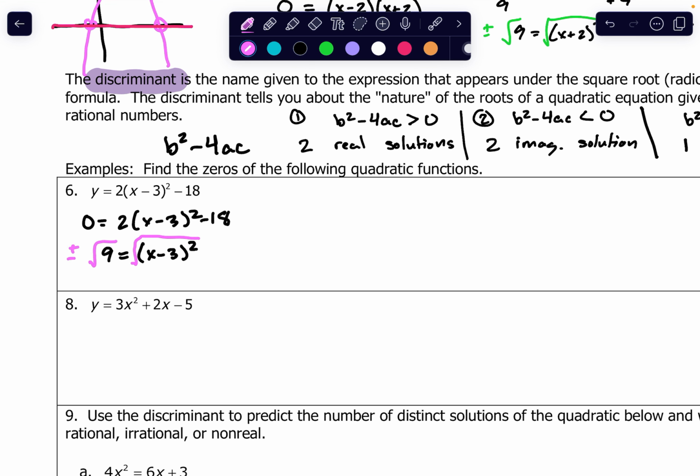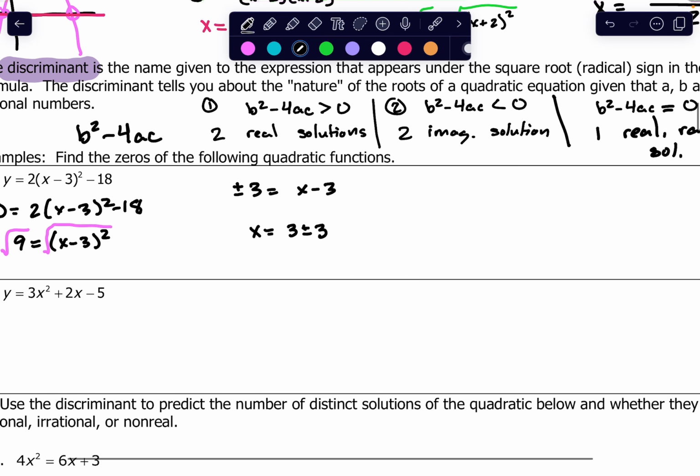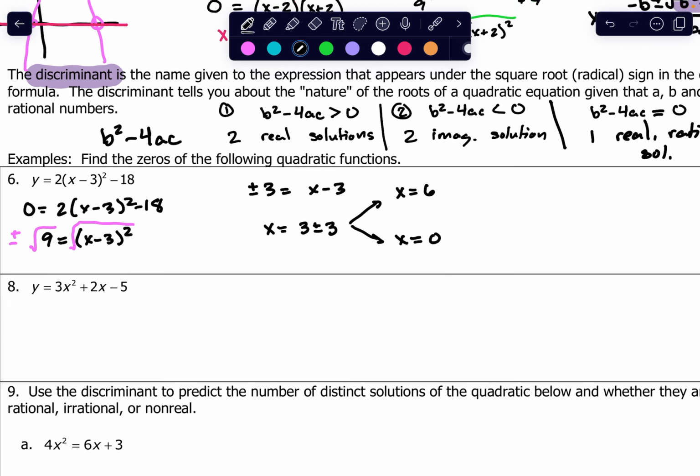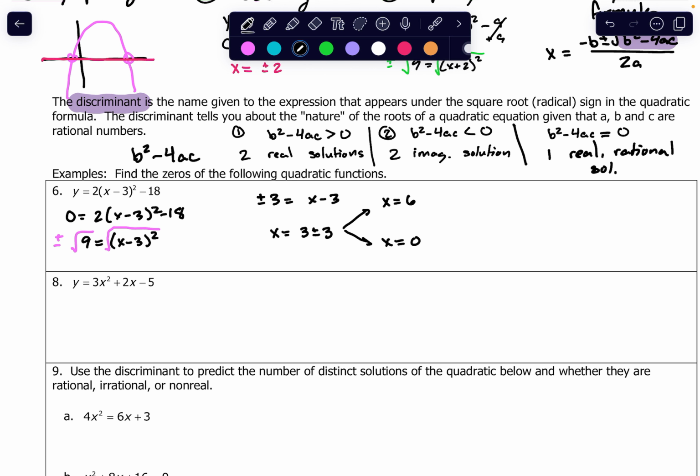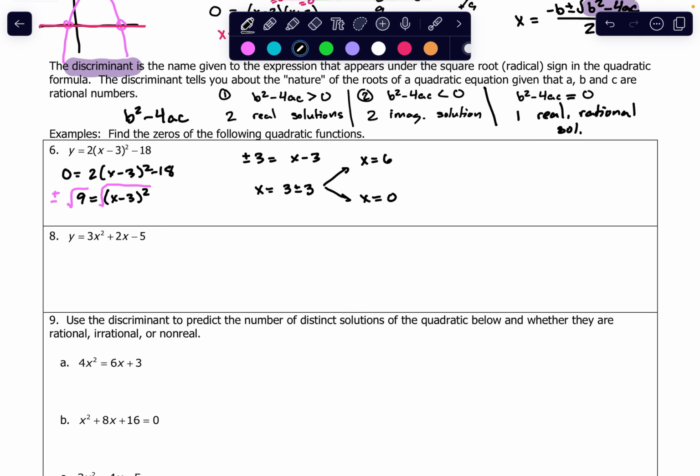As I mentioned before, please remember your plus or minus. So then I get plus or minus 3 is equal to x minus 3. Solve for x by adding 3 to both sides, and we get 3 plus or minus 3 as my two solutions. The positive case yields a solution of 6, and the negative case reveals a solution of 0. Note, I completely forgot to consider the discriminant here. We're just finding the zeros. That's okay. Sometimes if you can kind of peer into the future just by looking at the numbers, you don't need to really consider the discriminant.